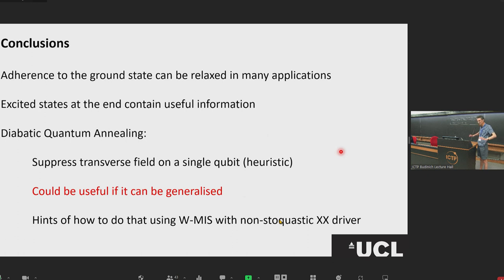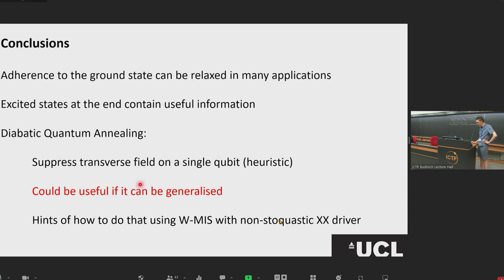I've shown in various different contexts that you can relax your adherence to the ground state in many applications in various different ways. I've shown briefly, at least at the start of this presentation, that excited states, certainly on the D-Wave machine, can contain useful information about the problem you're trying to solve, and we showed that in the context of maximum entropy inference. And in terms of diabatic quantum annealing, we've come up with two methods of doing that.